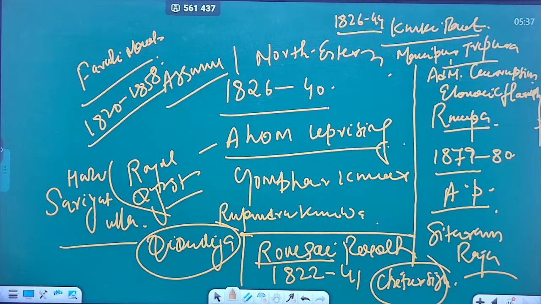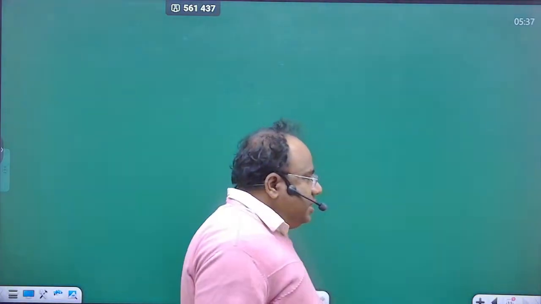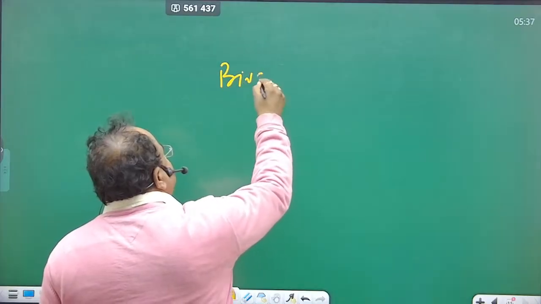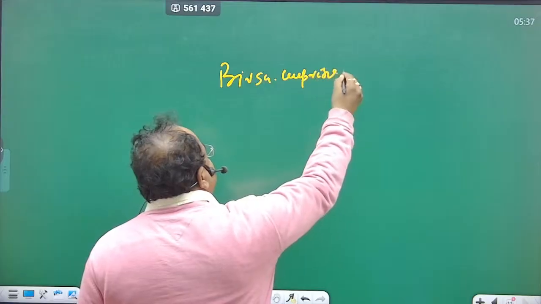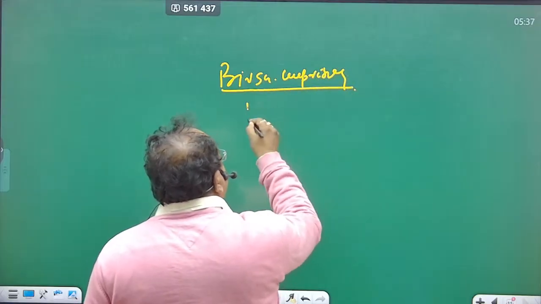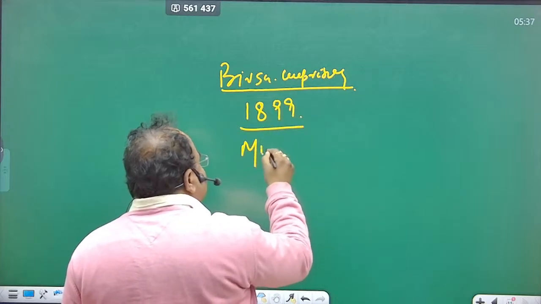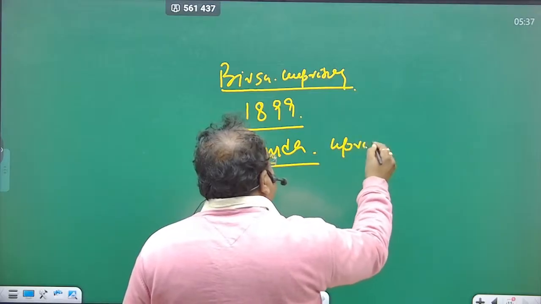Now, coming to the very important tribal uprising, that was the Birsa uprising. Please see the next. That is the Birsa uprising, or Birsa Munda revolt, 1899. It is popularly known as the Munda uprising.